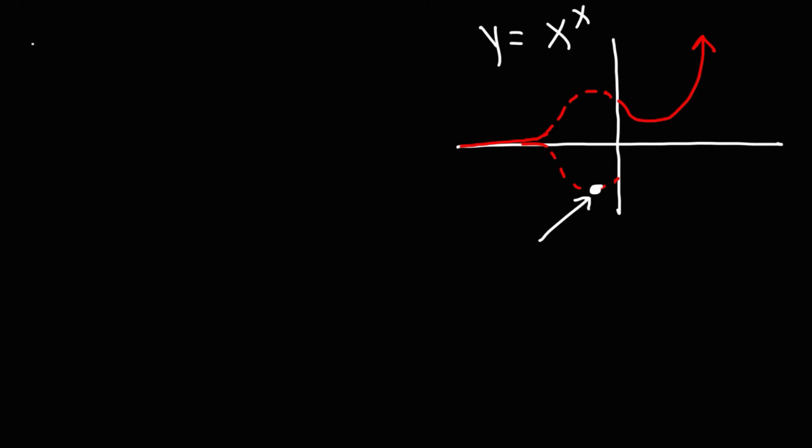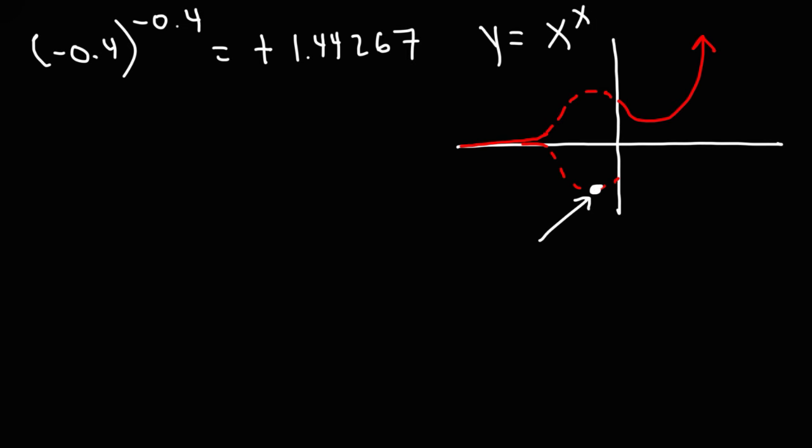Let's plug in this number, negative 0.4 raised to the negative 0.4 power. And you should get positive 1.44267 if you round it. So this is a number that would be somewhere in this region. It's above the x-axis on the left. Now let's see why we get a positive answer for this particular number.